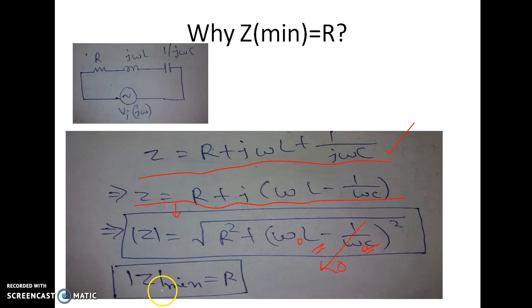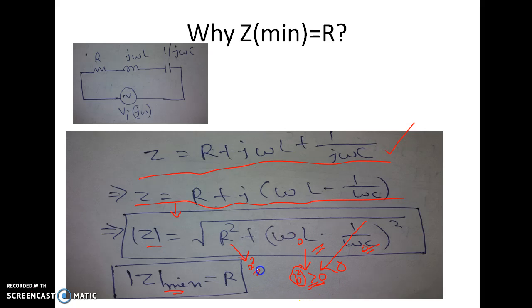Now why is it written as mod of Z minimum? It is clear from your basic concept in mathematics. Here mod Z equals root over of a square plus b square. Suppose you consider this term as b square. Obviously b square is greater than or equal to 0, because we all know that any square value is always greater than or equal to 0, and this is a square. So mod of Z equals root over of a square plus b square, where b square is greater than or equal to 0.